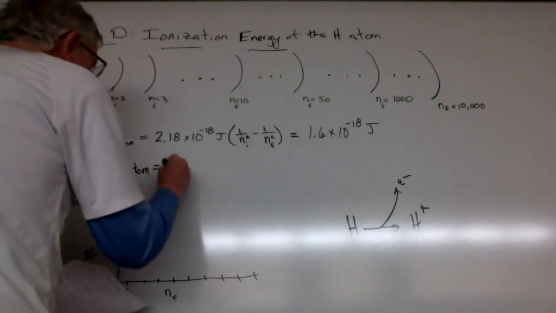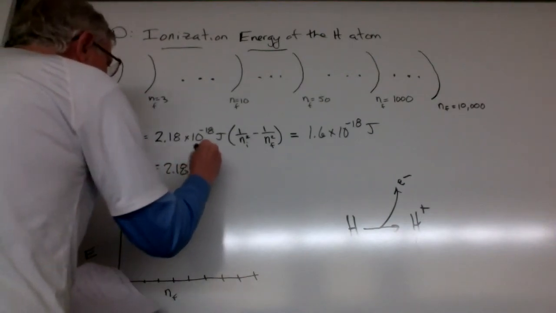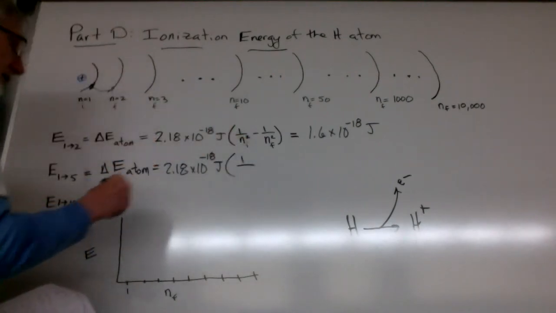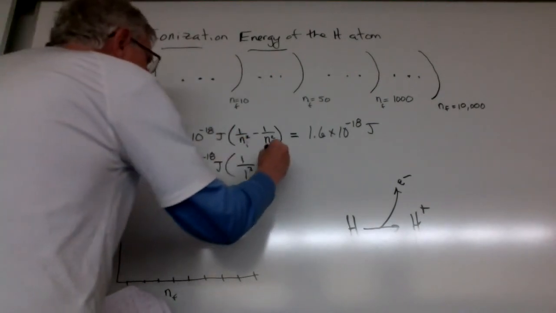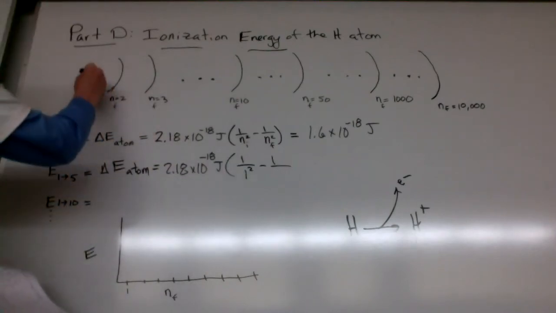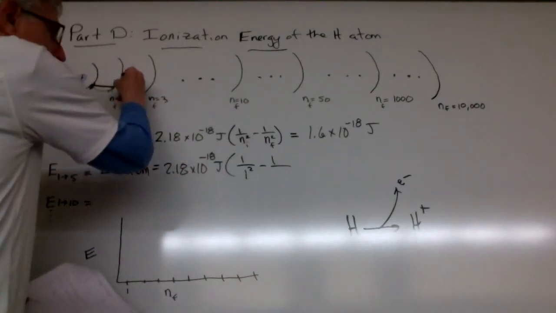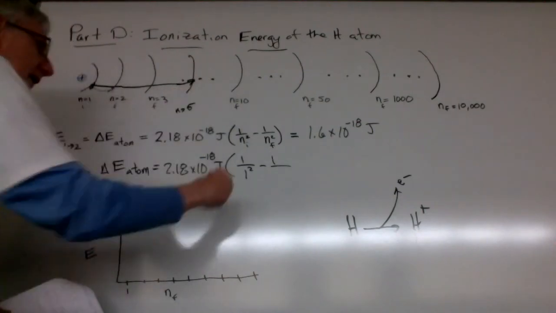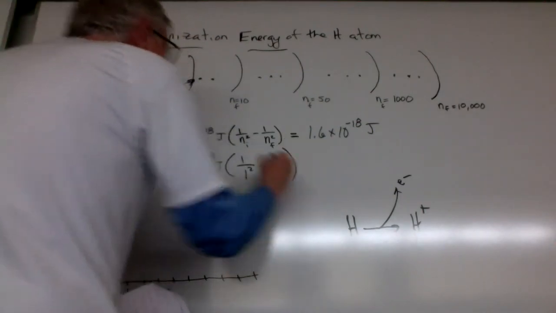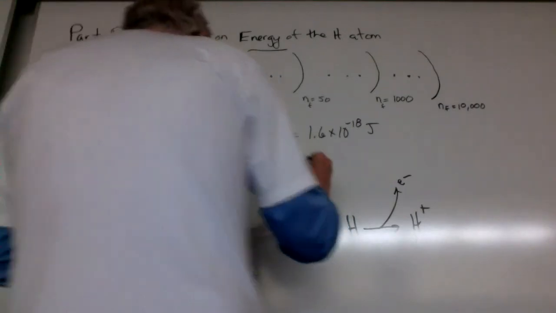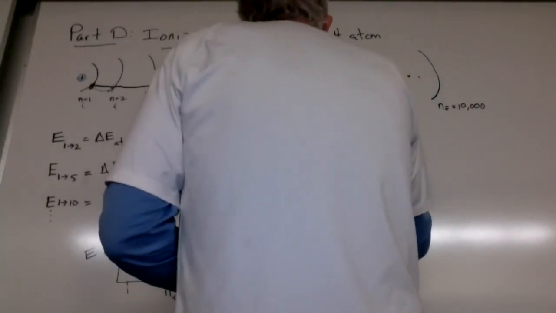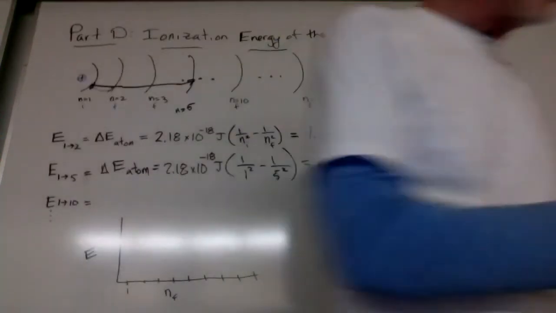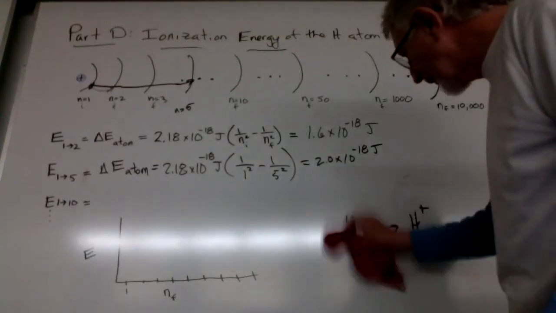It's going to be equal to the Rydberg constant, 2.18 times 10 to the negative 18 joules, times 1 over the initial state squared, that's 1, minus the final state. Well, we're looking at this one now, going all the way out to n equal 5. Right? And so you'd plug in 5 squared and do the calculation, and you'd find that the energy is 2.0 times 10 to the negative 18 joules. Now notice it's larger, right? It takes more energy because you're pulling it further away.